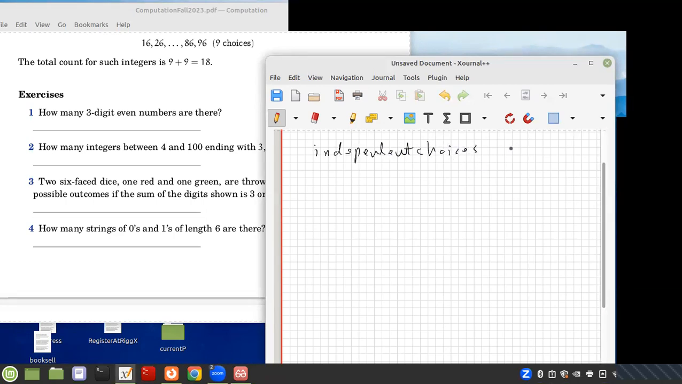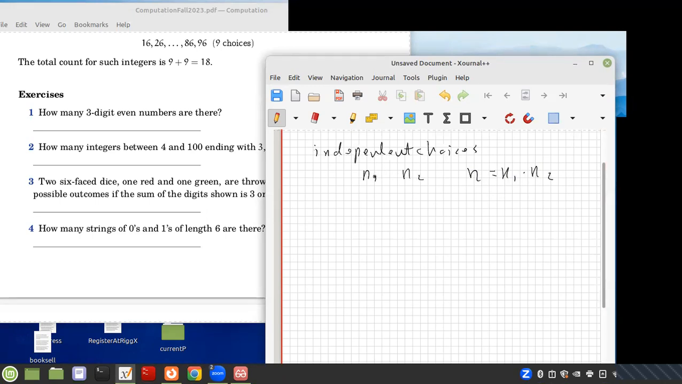for example, if to make the final set of items, you had N1 choices and then N2 choices, the total number of choices was going to be N1 times N2, okay?